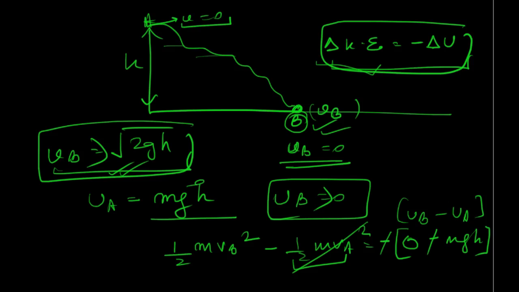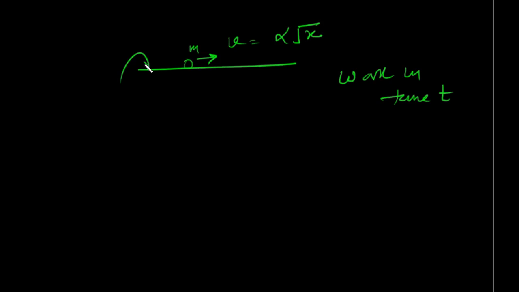Now I take a question. Here friction is 0. Let us consider friction to be 0 first. A particle of mass m starts moving with a velocity varying with distance. Alpha root x is the velocity. It is moving in a straight horizontal line. Find the work done by the particle in time t.